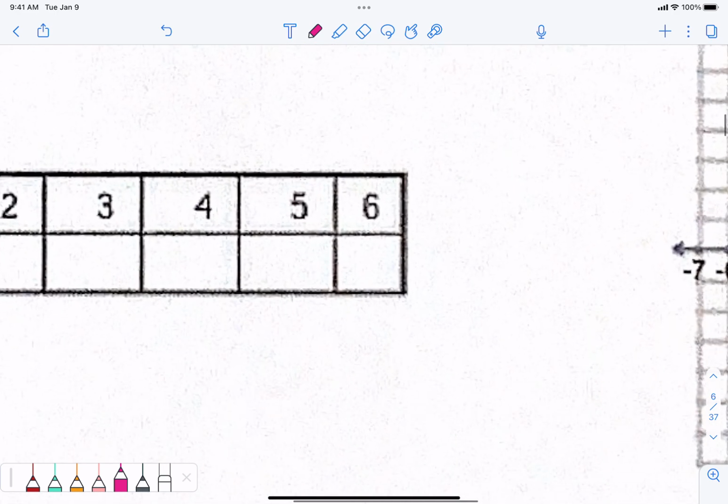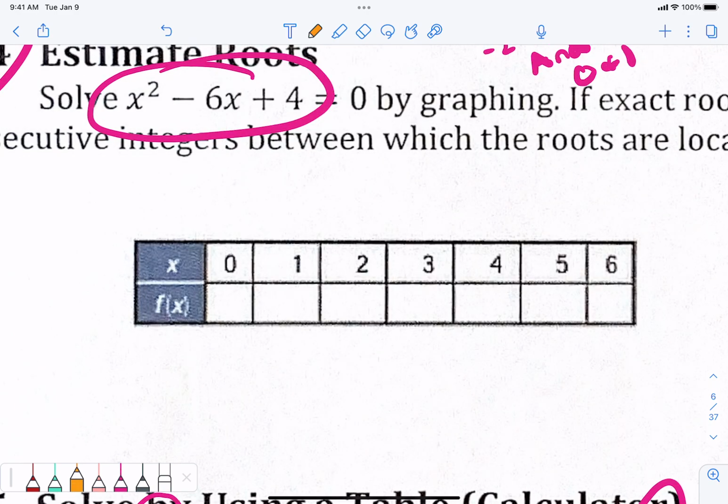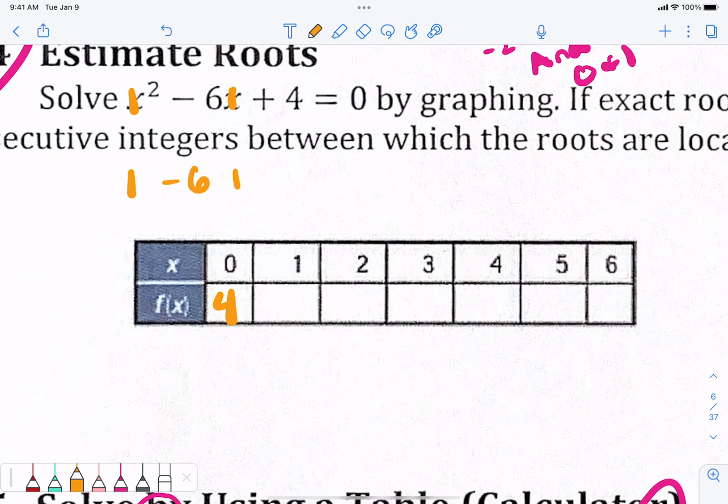Okay, let's do an example of that, and then this is the last one. So we have this function, x squared minus 6x plus 4. He's not going to cross at a nice place. Let's find out where he crosses. If I plug 0 in, 0 squared minus 6 times 0 plus 4 is 4. Okay, let's plug 1 in. 1 squared is 1, minus 6 times 1 is 6, plus 4 is -1. Okay, now if I plug 2 in, 2 squared is 4, minus 6 times 2 is 12, plus 4. 4 minus 12 plus 4 is -4.